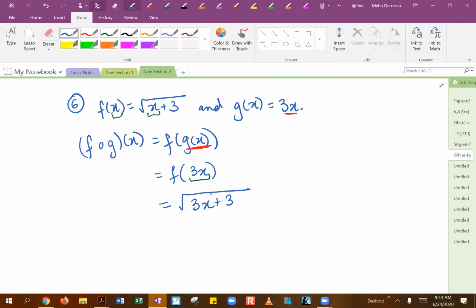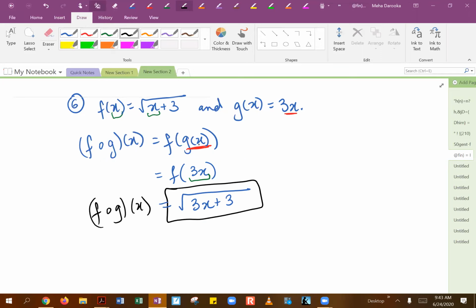And this is what your composition will look like, because you can kind of factor out that 3, but I probably would just leave it as it is. So this is what our final result is going to come out to be for this composition of f of g. And this is actually what happens when you do it in generic terms.